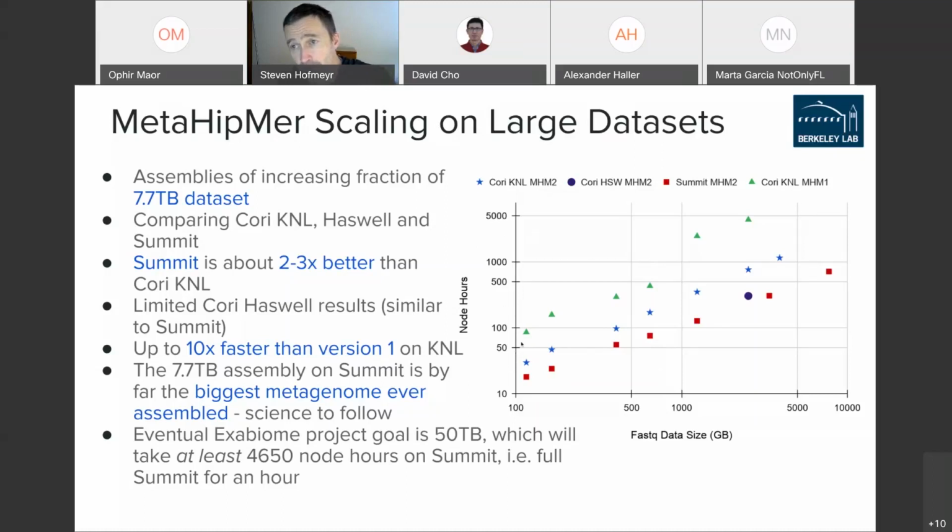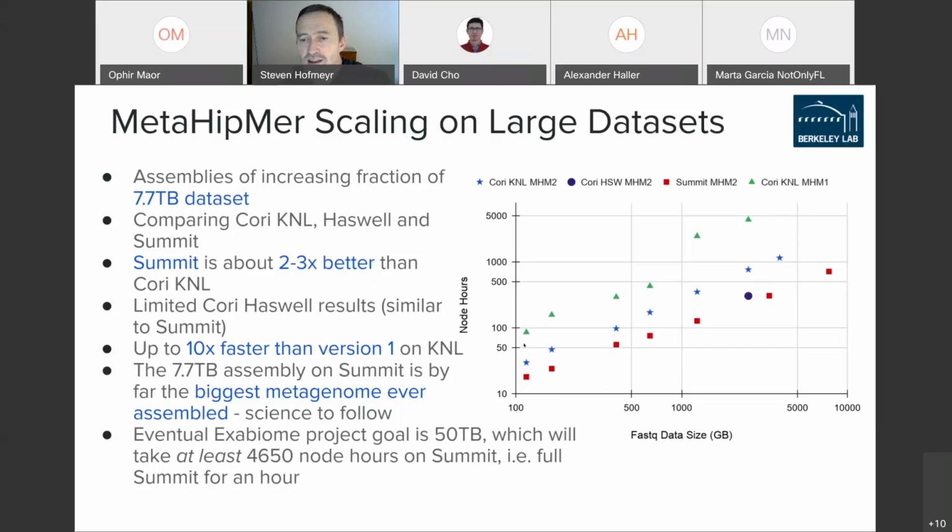The more you desire the result. And so these green triangles, just for historical reference, are assembling the data set up to about 3.5 terabytes on Cori, the NERSC system, with the old version of MetaHitmer, which was the UPC MPI version. And you can see that takes a lot more node hours than MetaHitmer 2, which are these two lines down here.